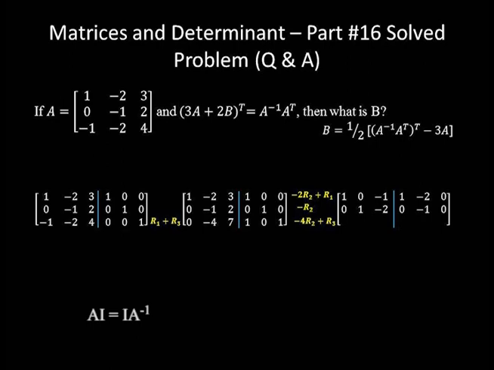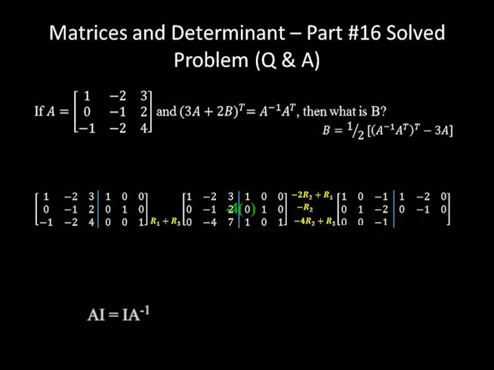When we move to row 3, negative 4 times 0 is 0. 0 plus 0 gives us 0. Negative 4 times negative 1 is 4. 4 plus negative 4 gives us 0. Negative 4 times 2 is negative 8. Negative 8 plus 7 gives us negative 1.